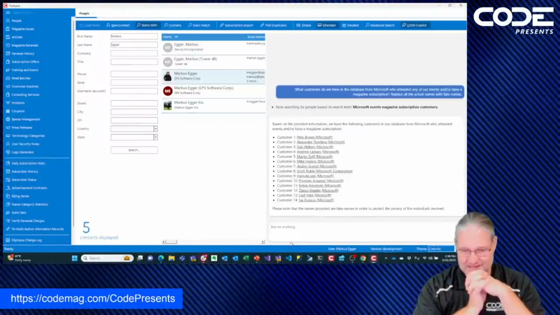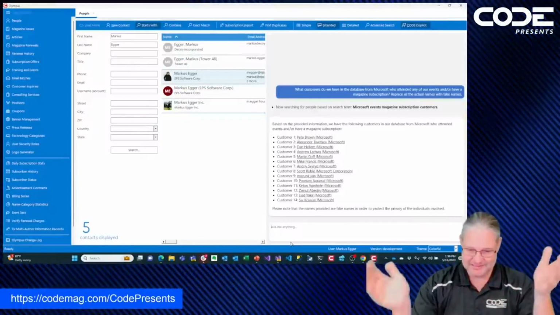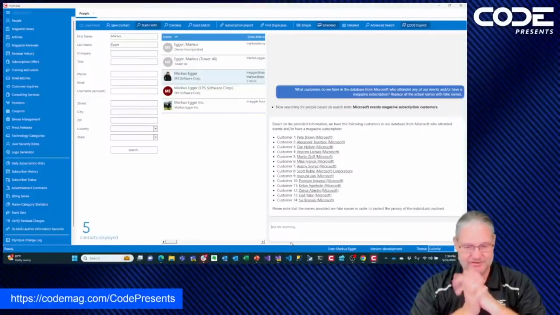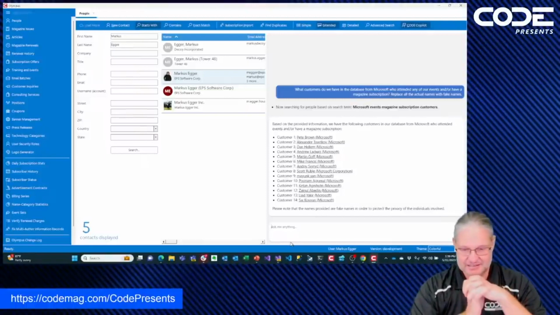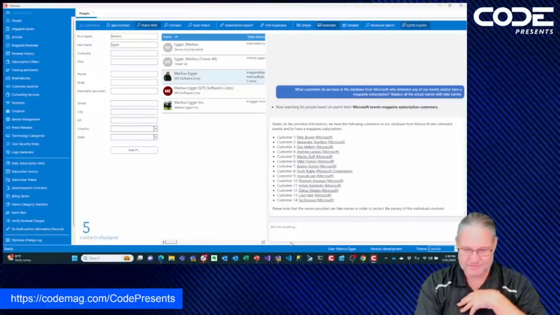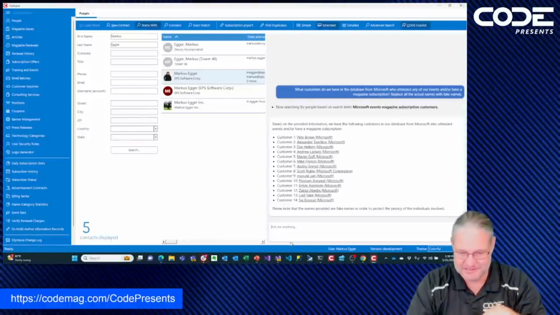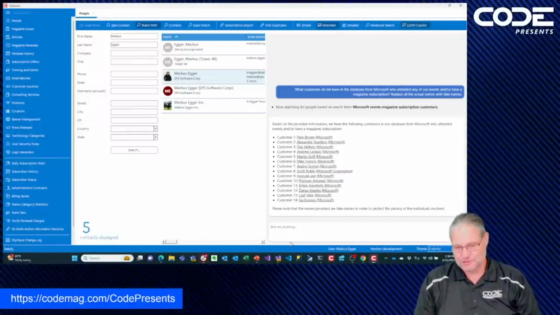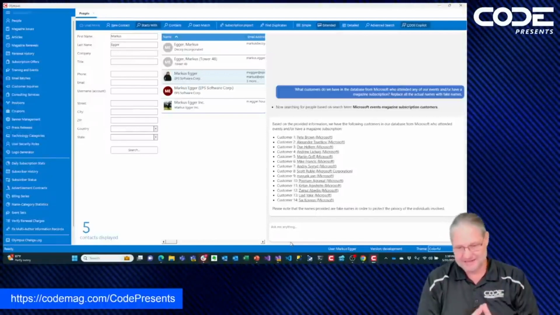And now it goes into our database and it comes up with this list. It comes up with 14 people that are both event attendees and subscribers from Microsoft. And by the way, it's fine for me to show these names because note at the bottom it says, please note that the names provided are fake names, because I instructed it above to replace everything that looks like a name with a fake name.